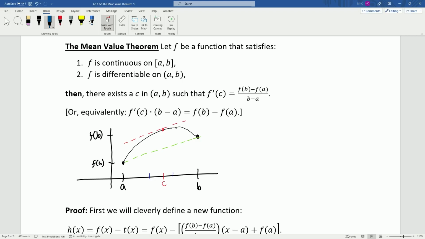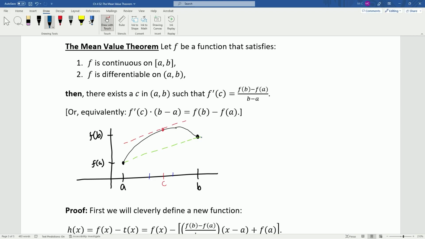So all this says is that if you've got this function on the interval from a to b, and here's f of a and here's f of b, it says that at some point on the curve, the slope of the tangent line is the same as the slope of the secant line between the two endpoints.